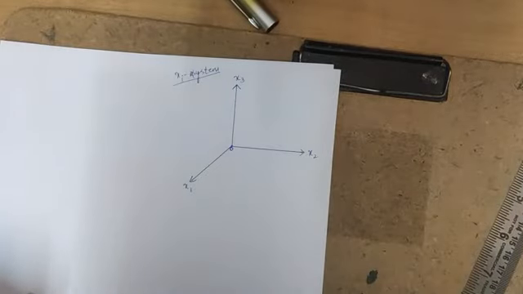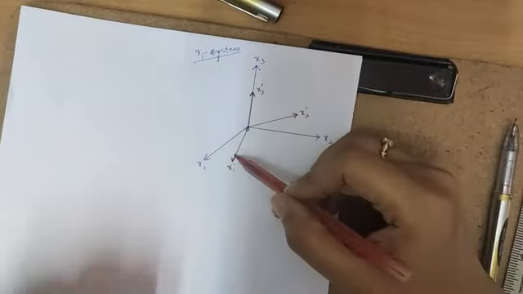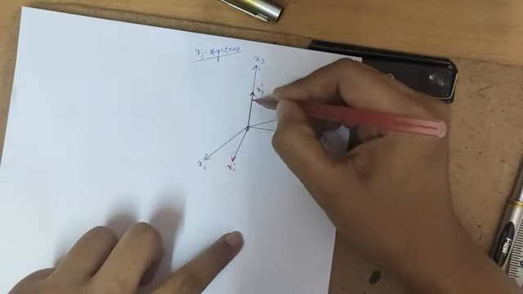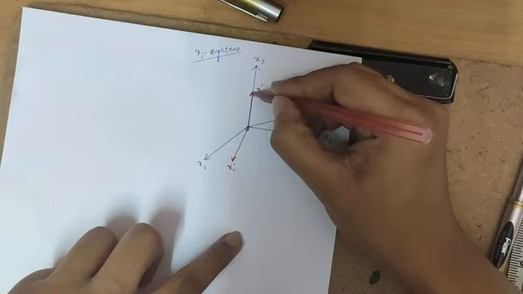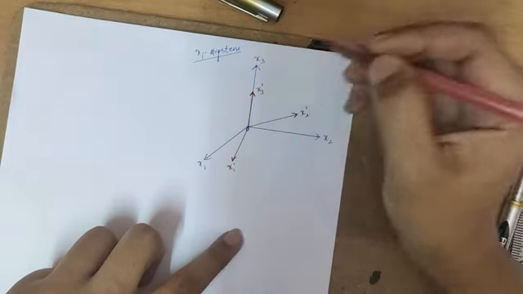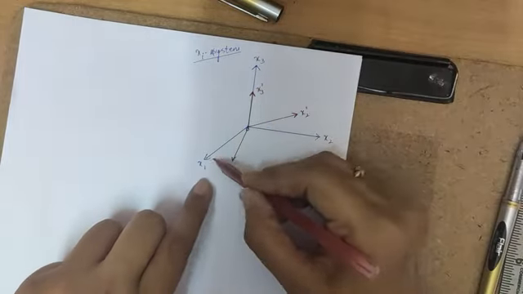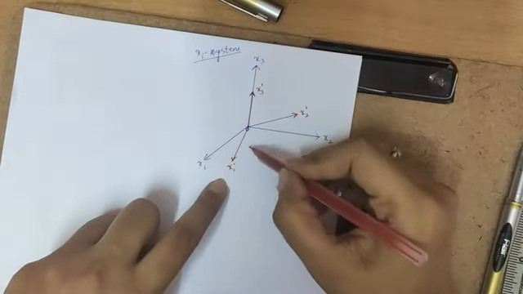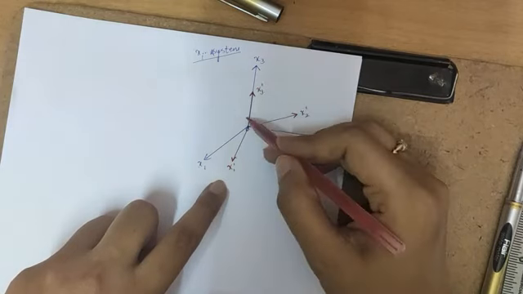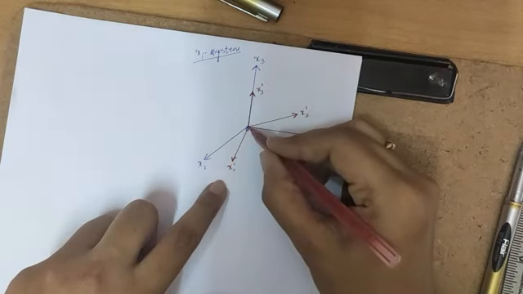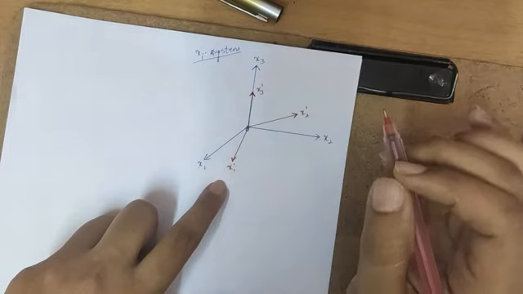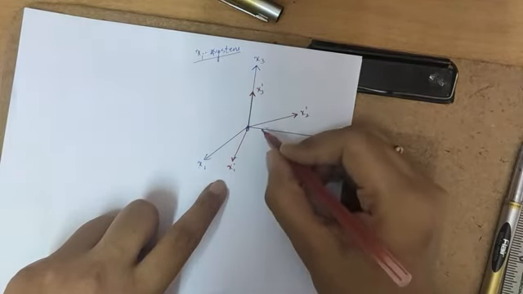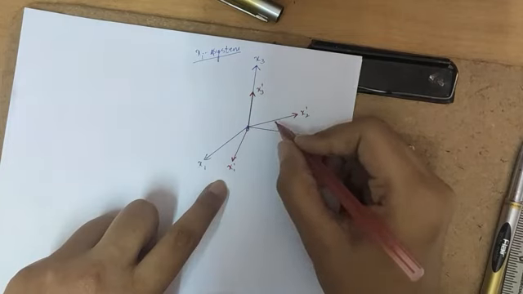Let's see how it looks. This is my new system. You can observe here I am rotating about the x3 axis, so x3 prime is on the x3 axis itself. This is after rotation, so x1 became x1 prime, x2 became x2 prime. This is my new coordinate system about a fixed point, the origin O. So now this new system is making an angle theta.